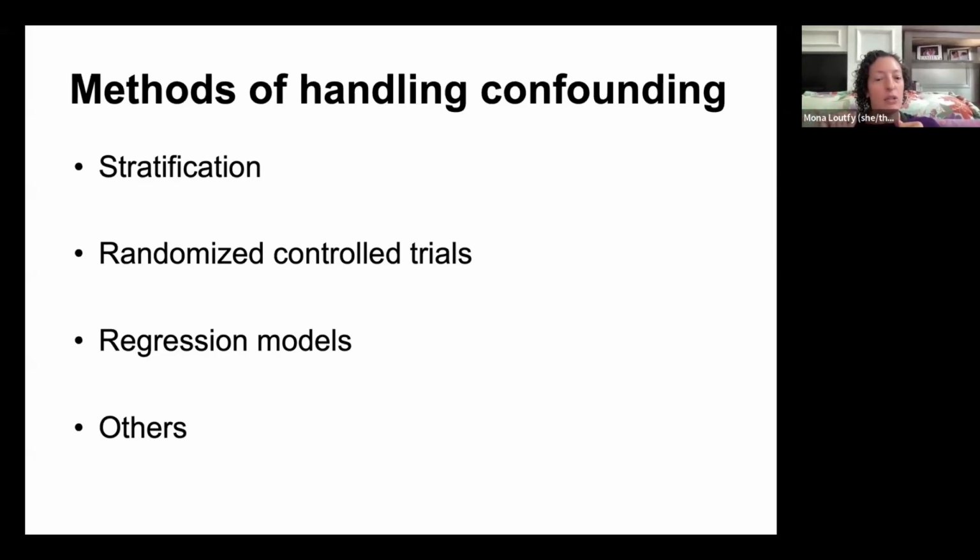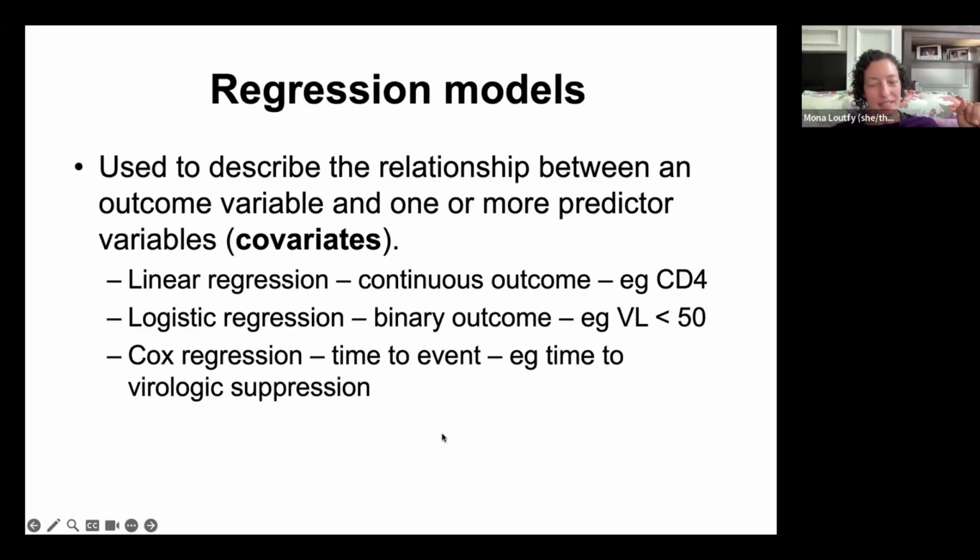Who can tell me what dictates what kind of regression model we use? It's been the theme of the whole talk: the type of variable. If your outcome is a continuous variable, we use linear regression. If it's a binary outcome, we use logistic regression. And if it's time to event, it's Cox regression. That's why I spend so much time thinking about what type of variable your outcome and independent variables are, because that dictates so much in statistics.